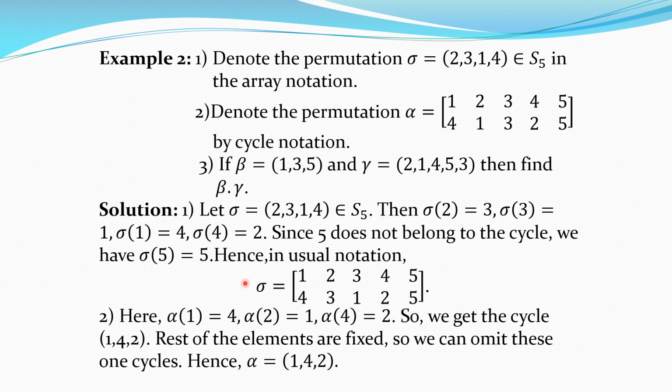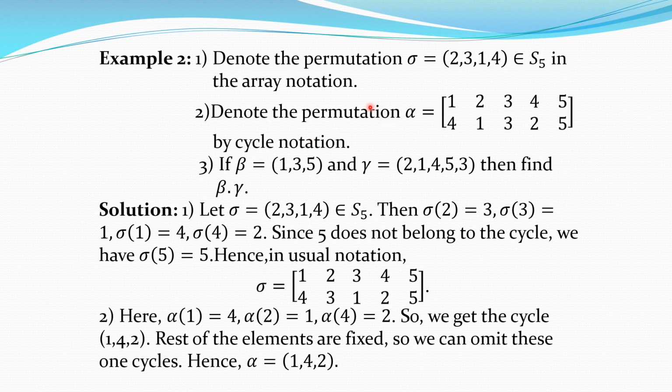So we just rearrange it in the array notation. As sigma of 1 is 4, below 1 we have written 4. As sigma of 2 is 3, below 2 we have written 3. Like that we can complete sigma. Now this is the reverse way we have to do. Alpha is already given in array form and we have to convert it into cycle form.